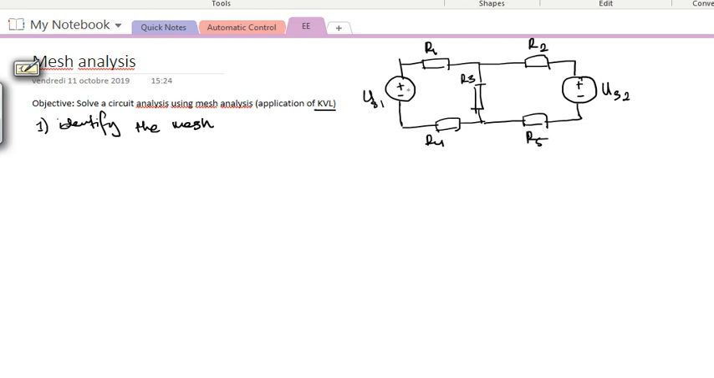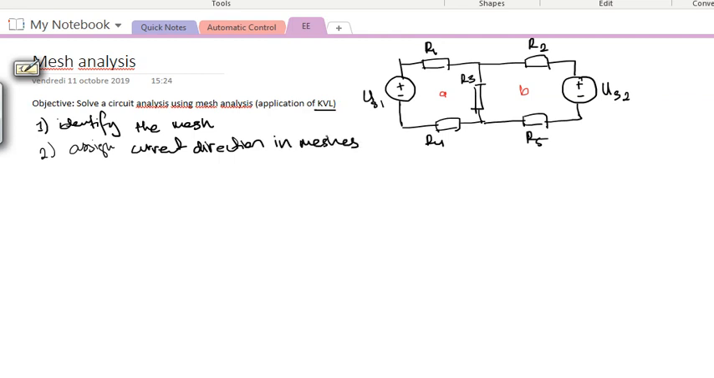And then when you have found the meshes, you have to assign the direction of current in each mesh. So you have 2 meshes, right? You have the first mesh over here, I will call it mesh A, and the second mesh is here, which is mesh B. And the second step would be to assign the current direction in the meshes.